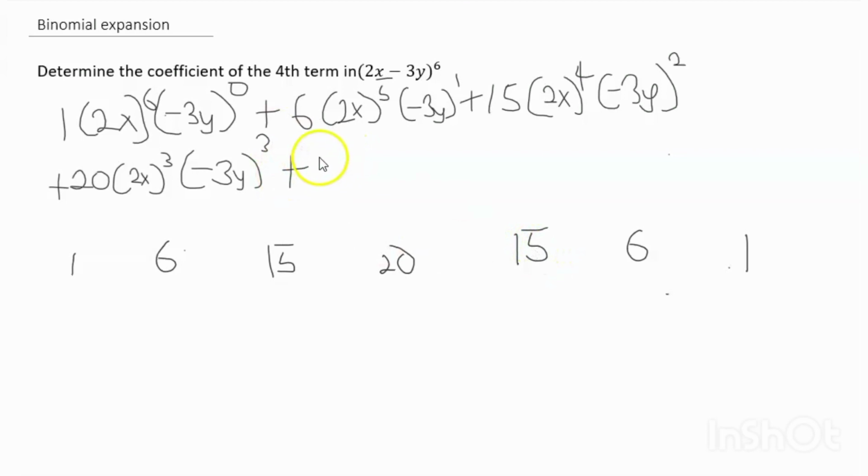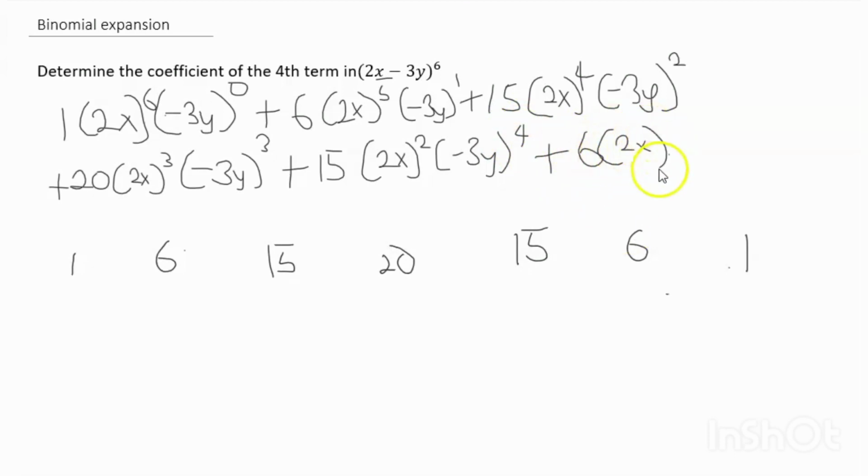Then we have 15. 2x would go to 2. Minus 3y would increase by 1, and it would go to 4. Let's write this properly. Then we have 6. 6, 2x would go to 1, and minus 3y would go to 5.